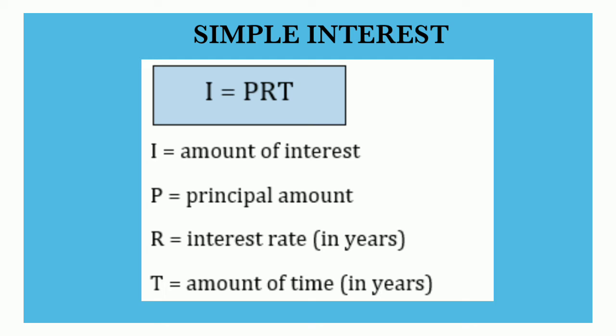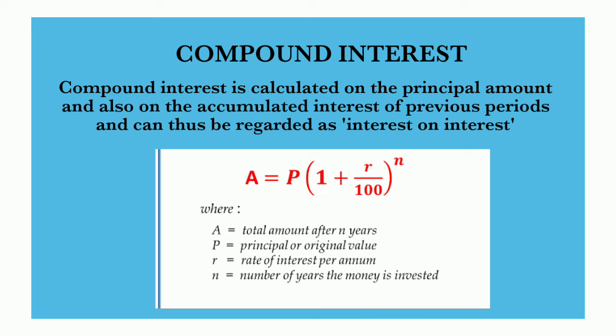Interest rate means 5%, 2%, 9%, etc. And T means amount of time or number of years. How many years? That is called T. Okay. The next one is compound interest.